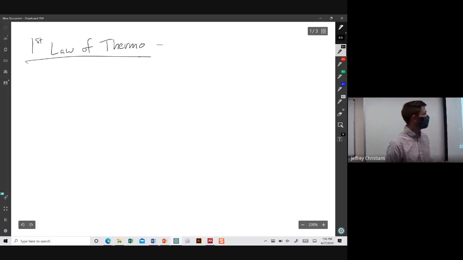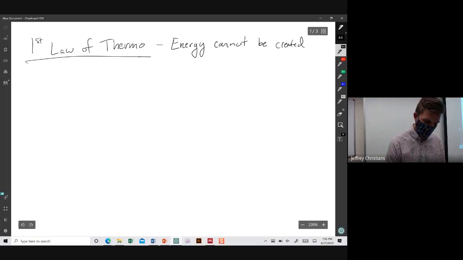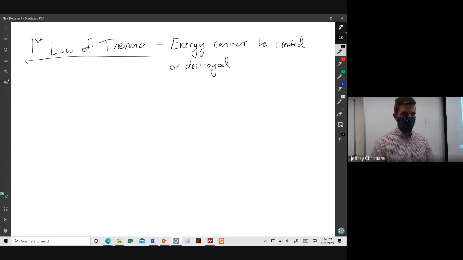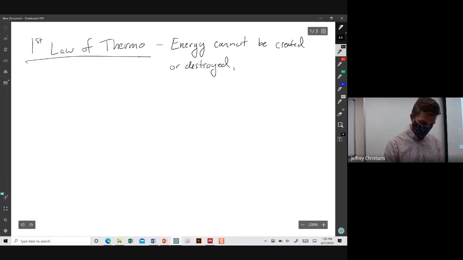So the first law of thermo, the definition that I'll give is, it feels just like conservation of mass. Energy cannot be created or destroyed. Conservation of mass. But then this is the fun part.